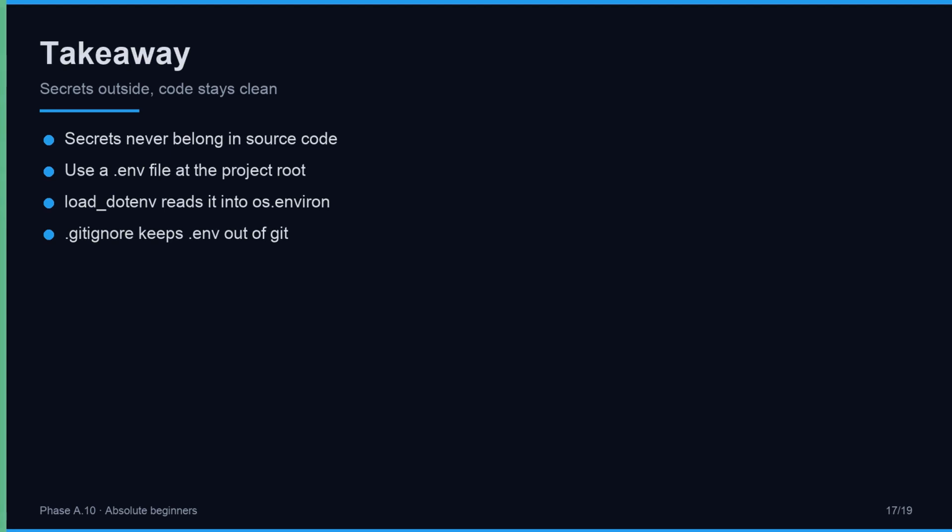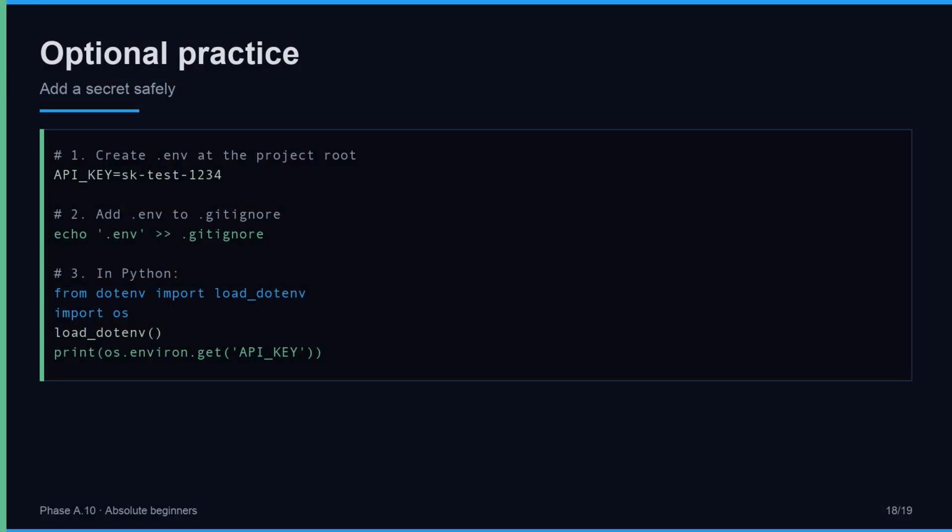Hold the takeaway. Secrets never belong in your source code. Put them in a .env file at the project root. Use python-dotenv to load that file into os.environ at runtime. And add .env to .gitignore so the file never enters version control. The code you write stays clean, shareable, and safe. The secret travels with the environment, not with the codebase. Outside, never inside.